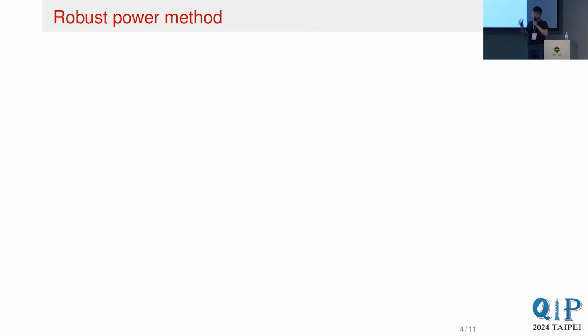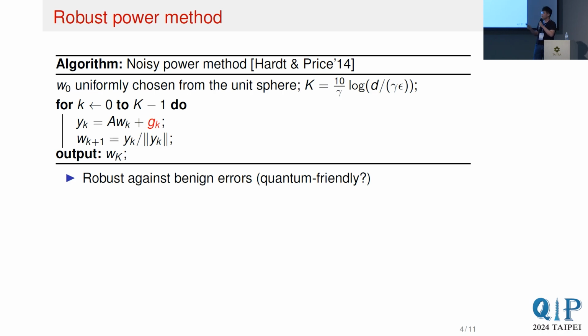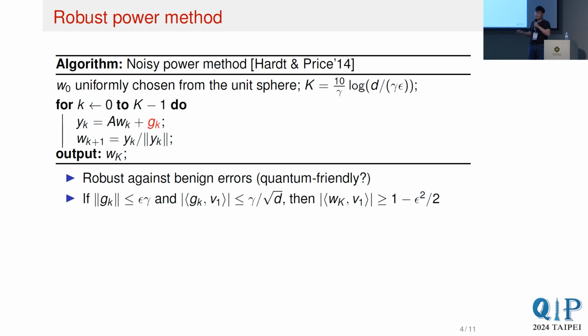And here is the robust power method, also known as the noisy power method. The noisy power method was proposed by Hardt and Price in 2014. The only difference between the noisy power method and the normal power method is that for each iteration, they include an error G_k. Hardt and Price found that if this G_k is benign, that is, not too bad, then at the end, by using K still roughly of order 1 over gamma, you can still find a good approximation of the top eigenvector.